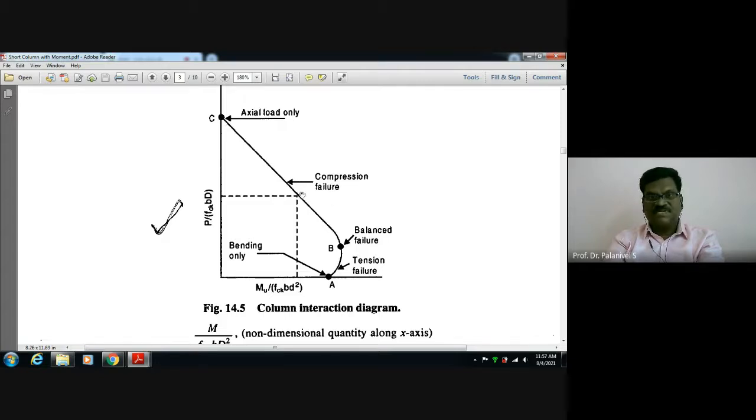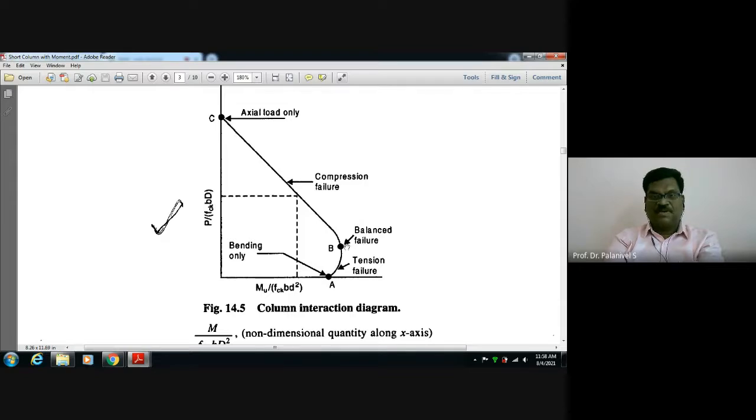Here, compression failure. Still, the predominant action is compression. The column will fail by yielding of material, concrete as well as steel, in compression, called crushing failure, or yielding failure of materials, up to this level. After this, what happens? There is a balanced failure. Both are predominant. The failure may occur due to axial force as well as moment. Both in a balanced manner fail the column.